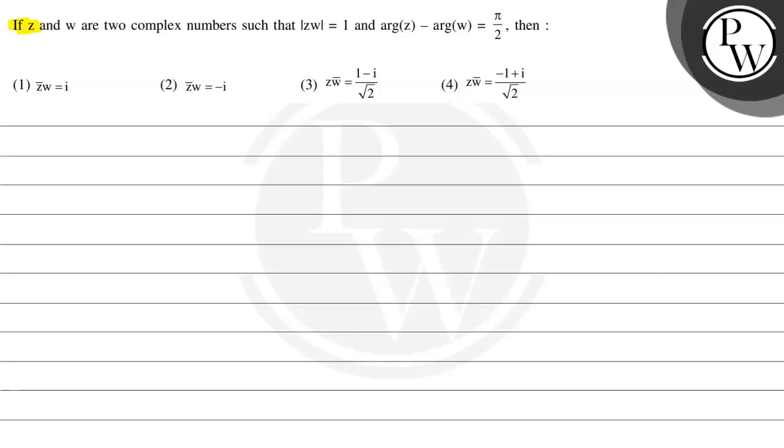If z and w are two complex numbers such that modulus of z times w is equal to 1 and argument of z minus argument of w is equal to pi divided by 2, then option 1: z conjugate times w is equal to I; option 2: z conjugate times w is equal to minus I; option 3: z times z conjugate is equal to 1 minus I divided by root 2; or option 4: z times conjugate of w is equal to minus 1 plus I divided by root 2.